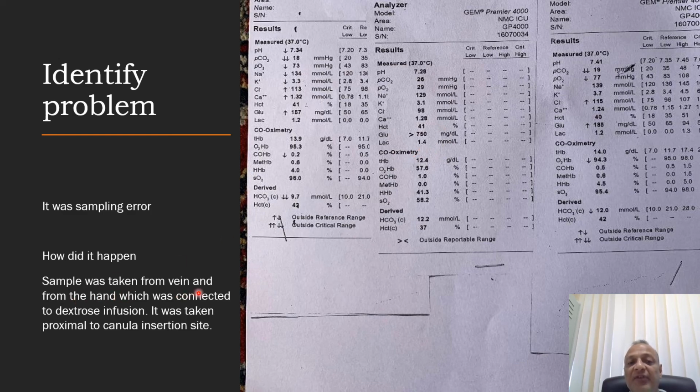The sample was taken from the vein and from the hand which was connected to the dextrose infusion. It was taken proximal to the cannula insertion site. So by analyzing the trend, by analyzing all the other values of the blood glucose, we identified this problem.